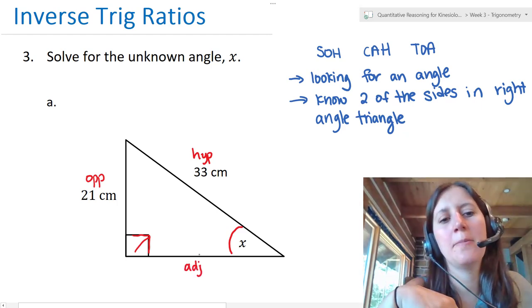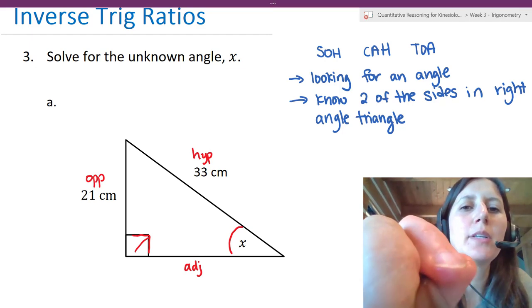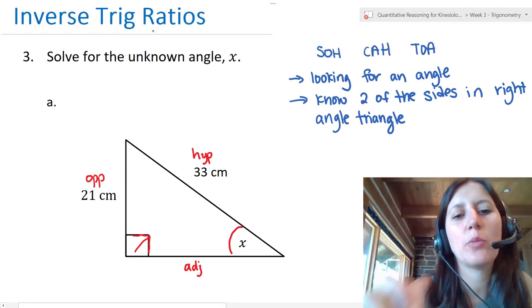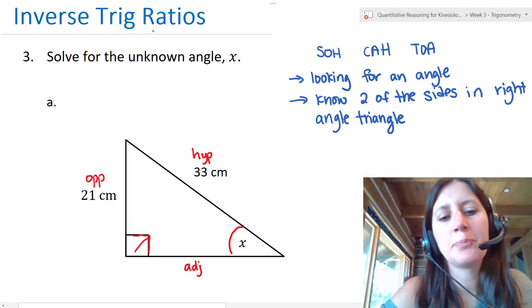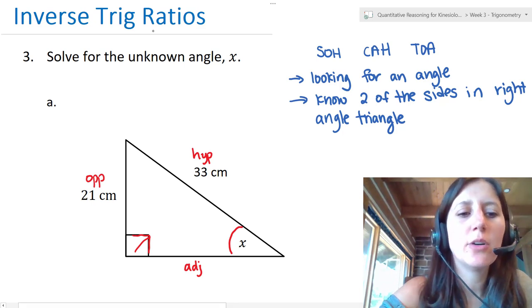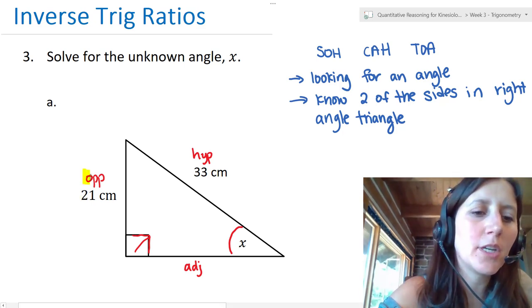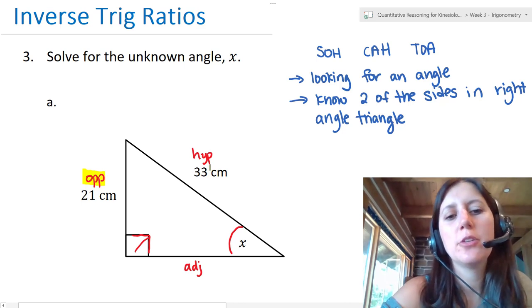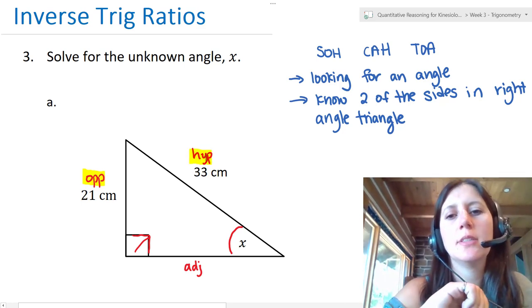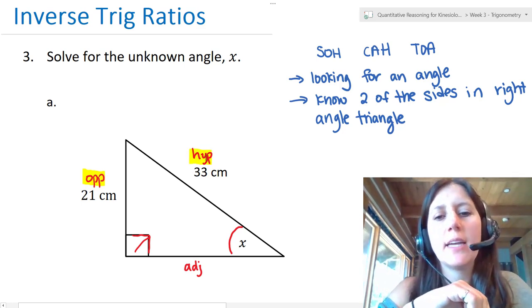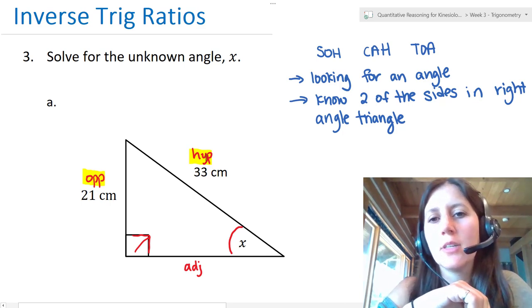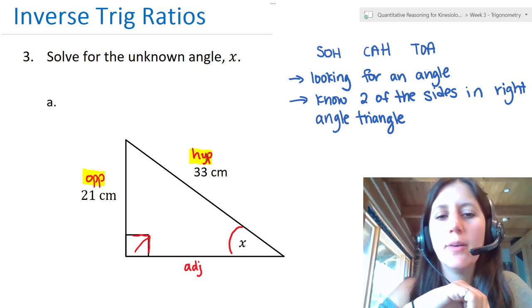The adjacent side. Okay, this time we're going to label the two sides that we know. We're going to highlight them. So we know 21 centimeters, which is the opposite side, and we know 33 centimeters, which is the hypotenuse. So now we're going to decide which one are we going to use, SOH, CAH, or TOA.